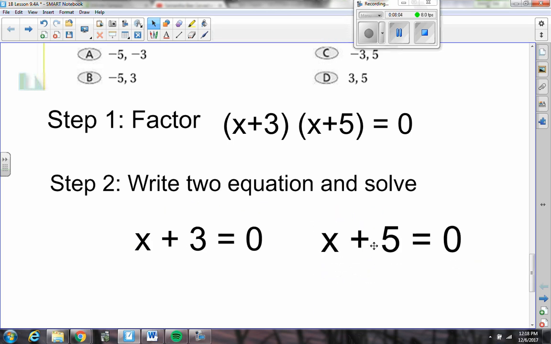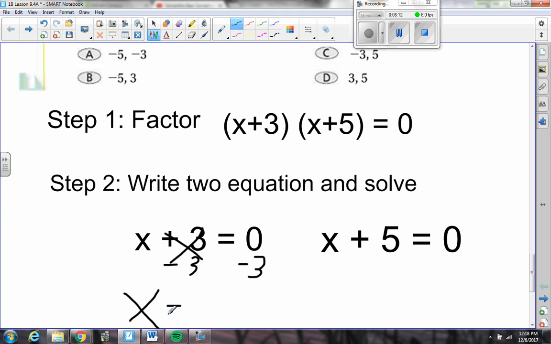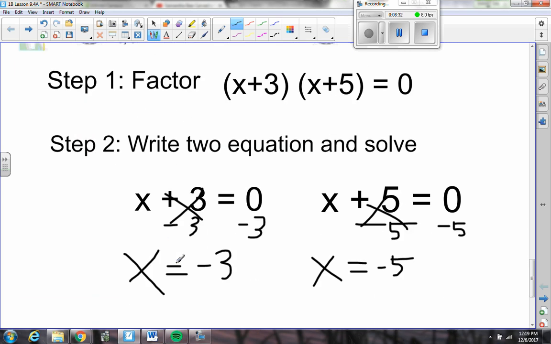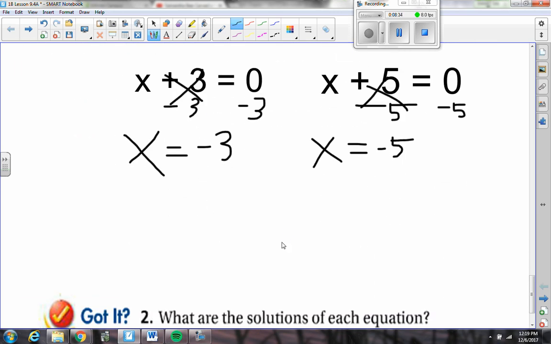Each of these equations is one that we should be able to solve quite easily. On the left side, we have to minus 3 on both sides to get the x by itself. We get x equals negative 3. And then on the right side, if we minus 5 on both sides to get rid of that, we get x equals negative 5. So my two answers would be negative 3 and negative 5. That would be choice A. These are my two solutions.